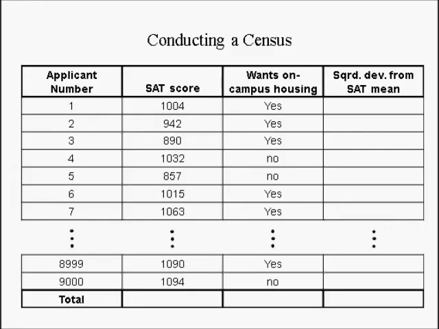In the following spreadsheet, we have all information on 9,000 applicants to St. Andrews College over the last 10 years. However, only applicants 1 to 7 and 8,999 to 9,000 are actually shown. The population size, N, is equal to 9,000. The sum of SAT scores of St. Andrews College's 9,000 applicants is 8,940,700. The number of St. Andrews College's 9,000 applicants who want on-campus housing is 6,480.